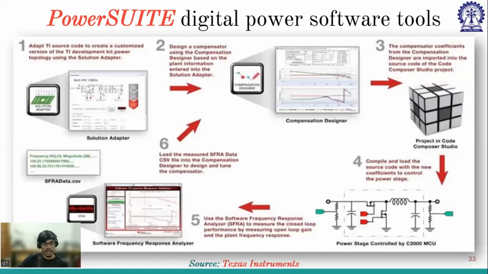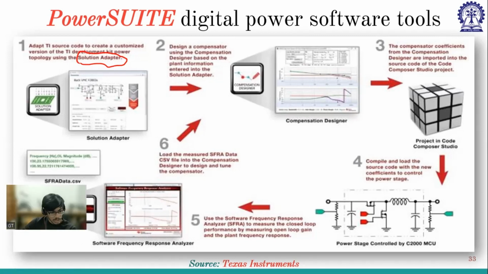TI also has these PowerSuite digital power software tools, and they have also mentioned how to do this. First they have the TI source code to create a customized version in the solution adapter, so you can connect circuits. You can fit L and C values, and they have this compensator designer. All these tools are already there.